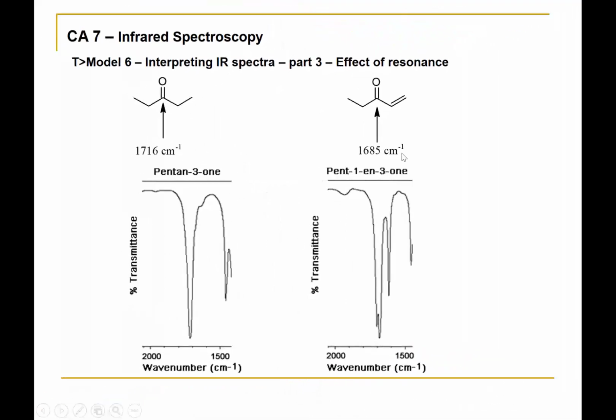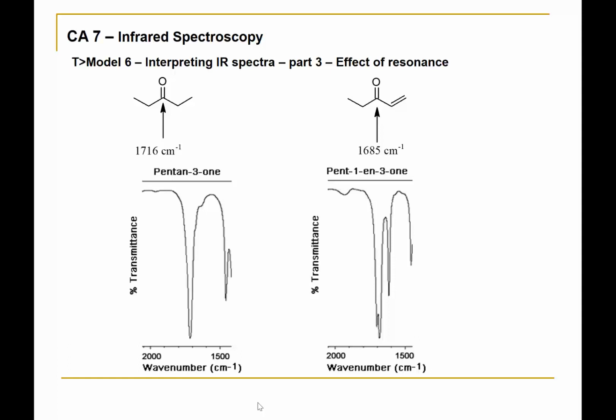Now we will look at the effect of resonance. As mentioned before, we'd expect to see a carbonyl around 1700. Of course, it depends on the type of carbonyl. For a typical ketone, around 1708 to around 1720. But that's a typical ketone.